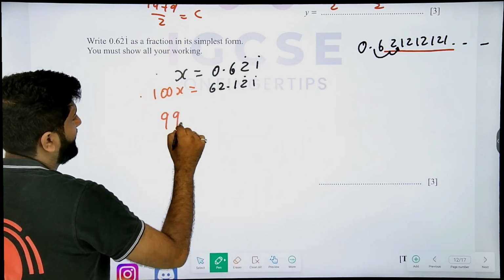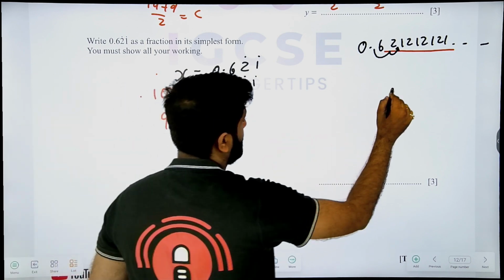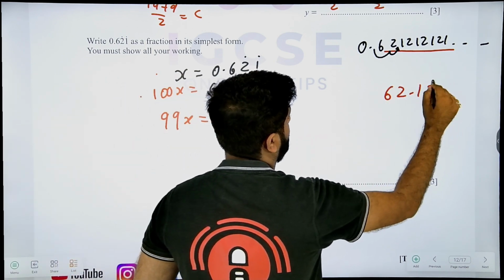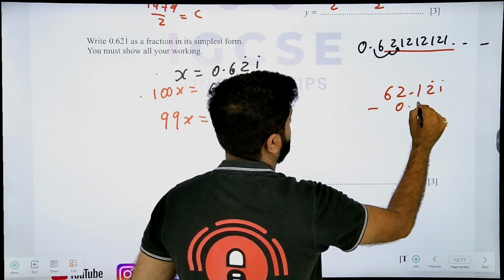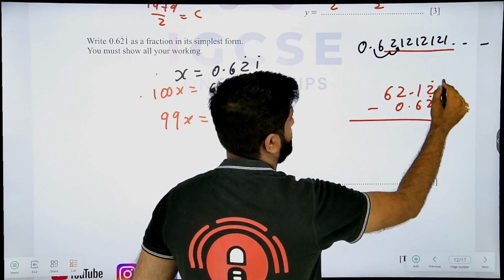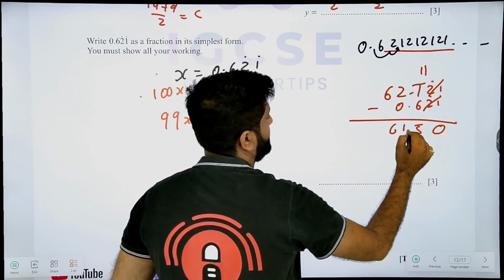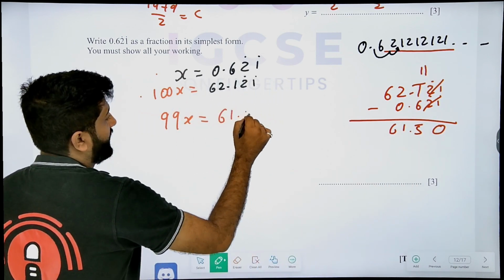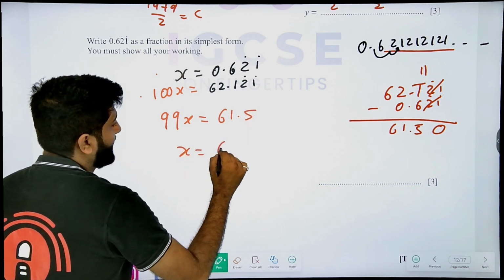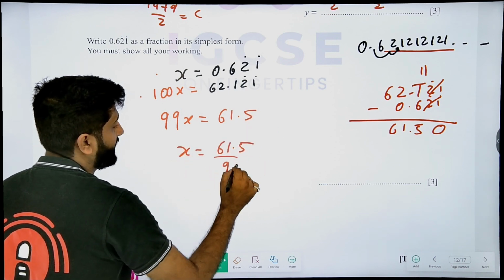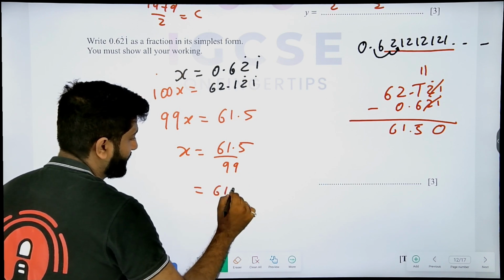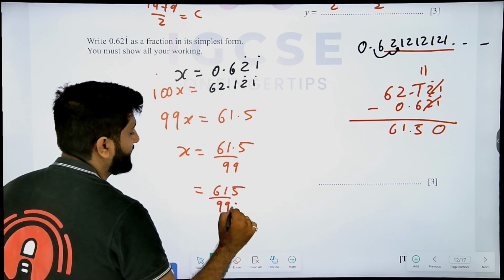So you have 99x equals 62.121 recurring minus 0.621 recurring. So I'll eliminate all the repeating parts. So you have 62 minus 6.6... so 1 minus 6, and you get 61.5. So I write x as 61.5 over 99, or 615 over 990.